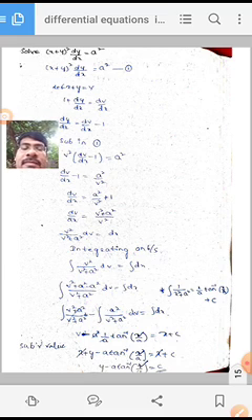Integrating on both sides, we are getting this result, and simplifying it, we are getting v minus a tan inverse v by a is equal to x plus c. Substituting x plus y in the place of v, we are getting y minus a tan inverse of x plus y by a is equal to c.